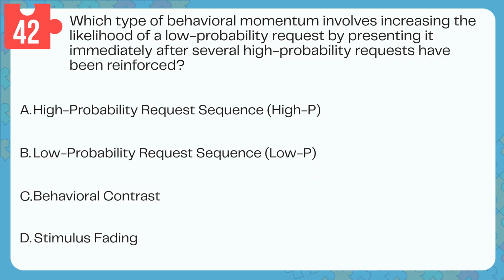Question 42. Which type of behavioral momentum involves increasing the likelihood of a low probability request by presenting it immediately after several high probability requests have been reinforced? A. High probability request sequence, high P. B. Low probability request sequence, low P. C. Behavioral contrast. D. Stimulus fading.